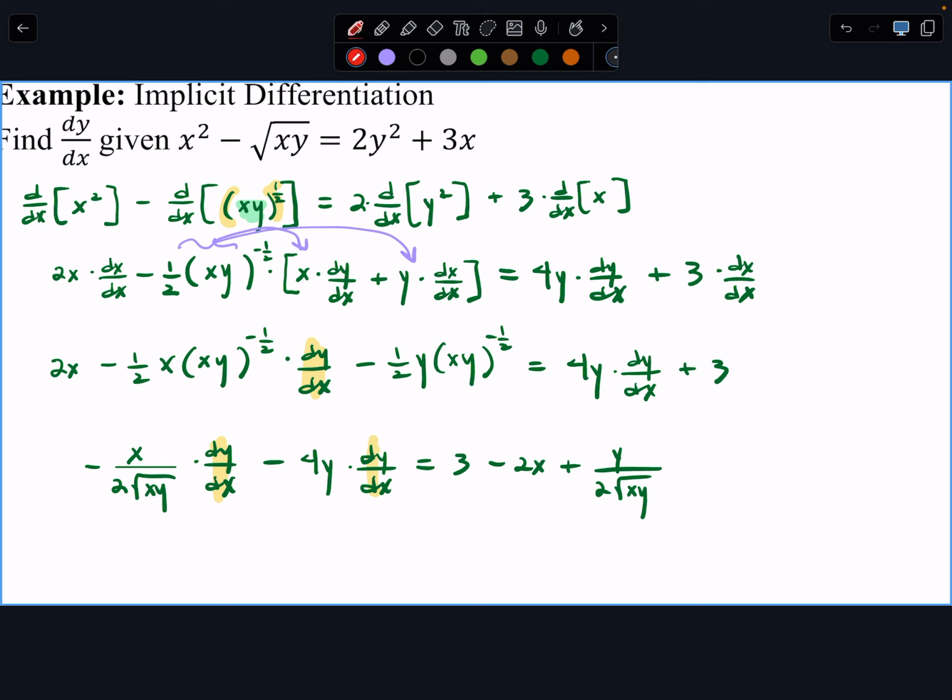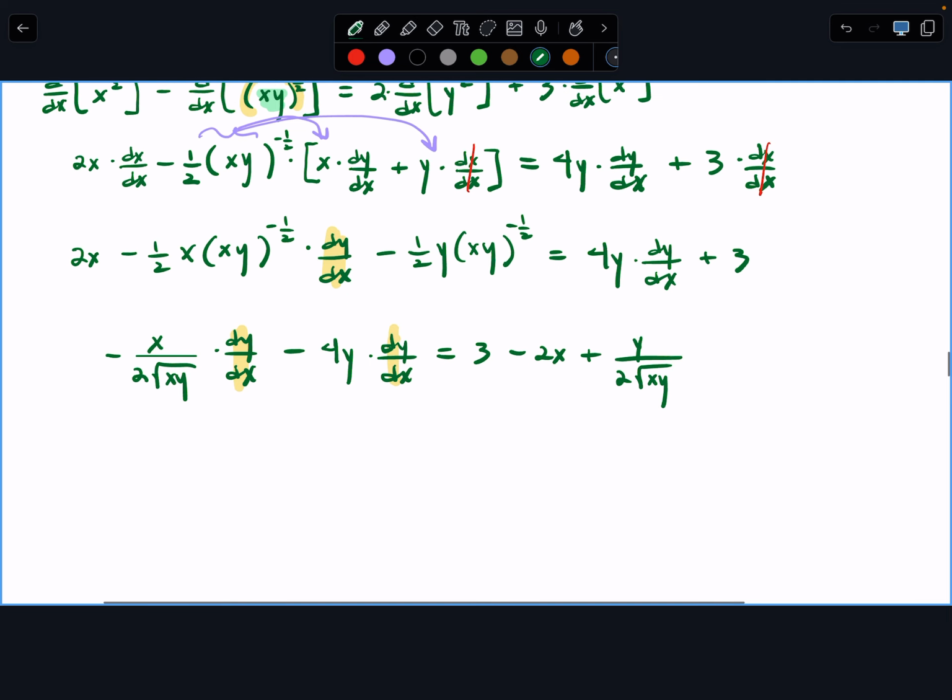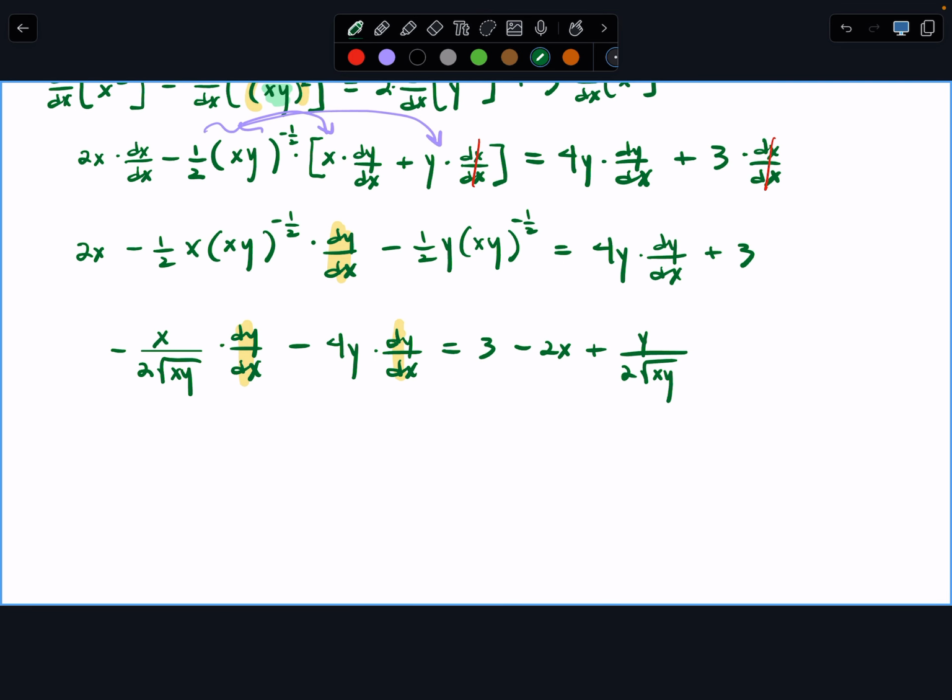Right, because we have to simplify this, right? This was 1 and this was 1. Divide by y times dy over dx. So dy over dx, factoring this out, we're going to have complex fractions. You do need to get rid of the complex fractions.